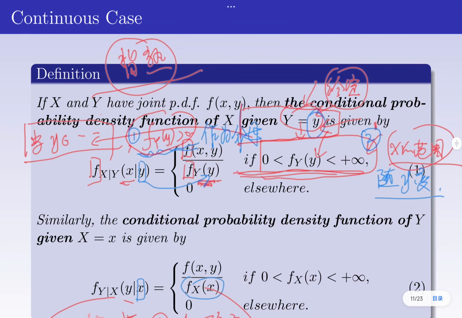The continuous case means that if X and Y have a joint probability density function, then we define the conditional probability density. I think this is just the same as the discrete case, because this is just the continuous case.